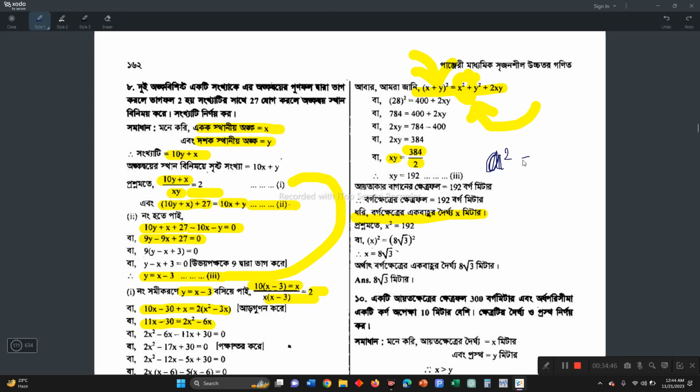According to the question, a square is equal to xy, and xy is equal to what? 192. So the length of the side of the square is equal to 8 root 3 meter. This is the answer.